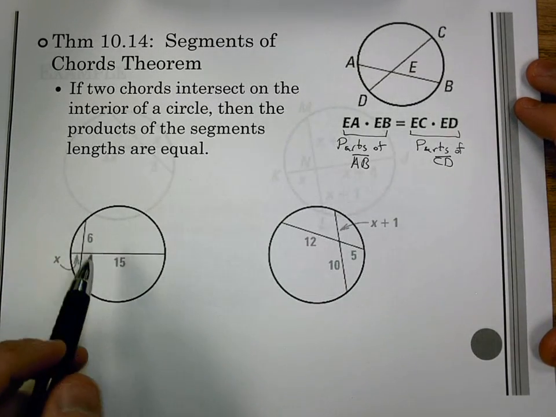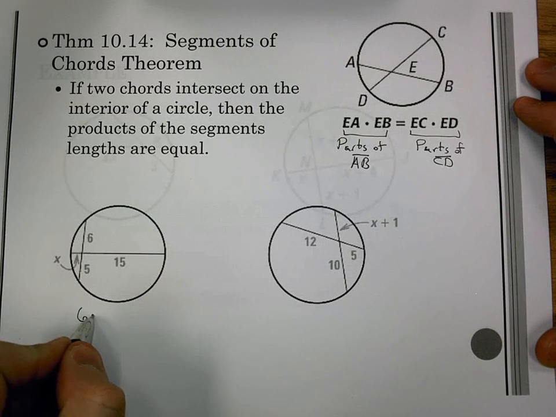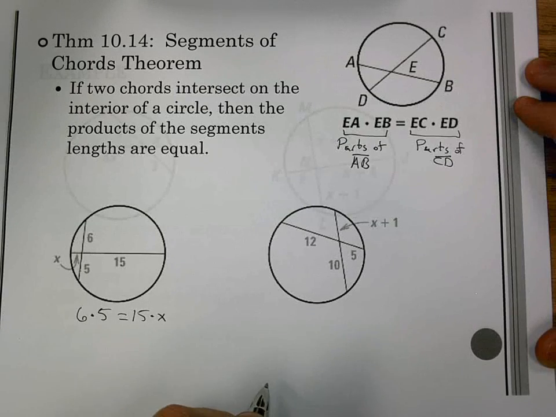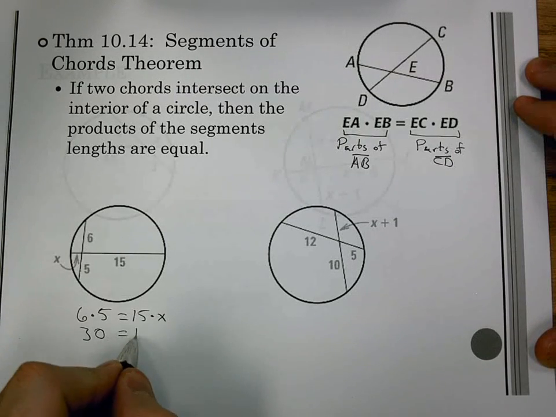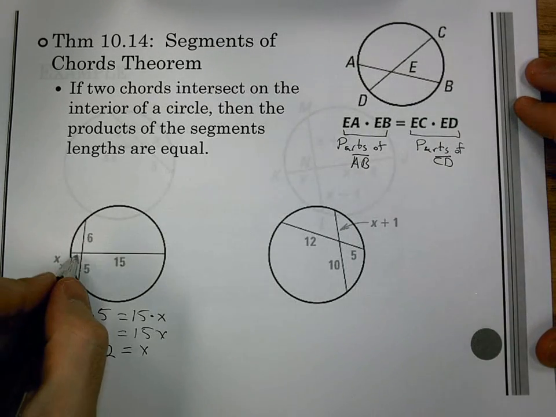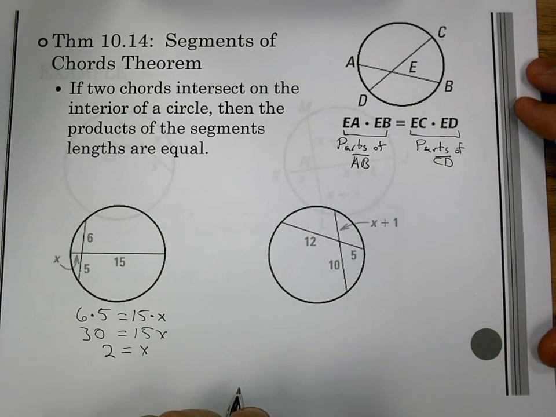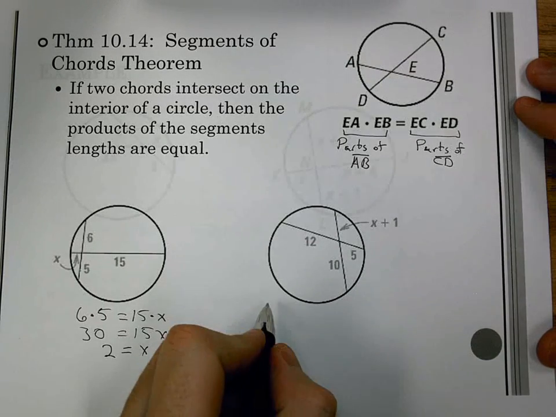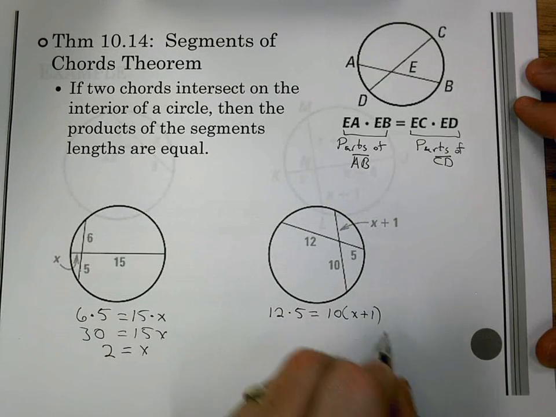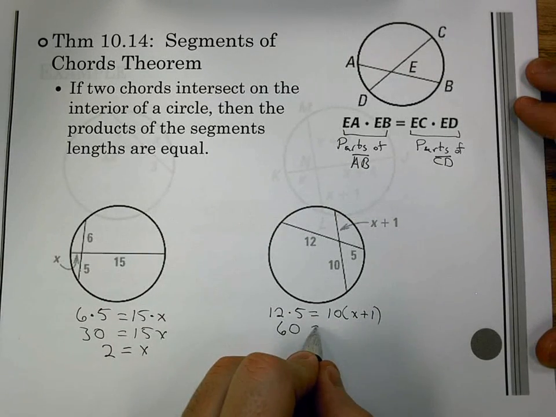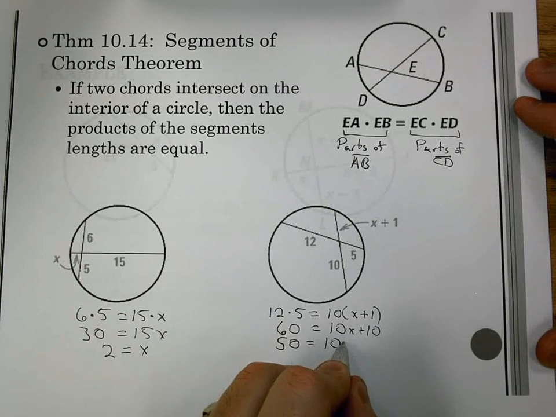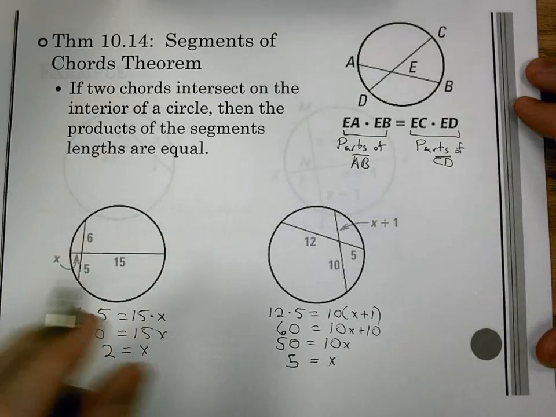So I look at my first one here. 6 and 5 are multiplied together, and that's equal to 15 times x. That gives me 30 equals 15x, and x equals 2. So this value right here is 2. For my next one, I'm going to multiply 12 times 5 equals 10 times x plus 1. That gives me 60 equals 10x plus 10, which is 50 equals 10x, where x equals 5.